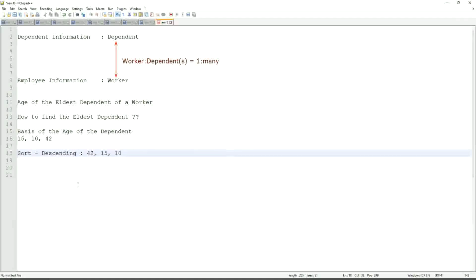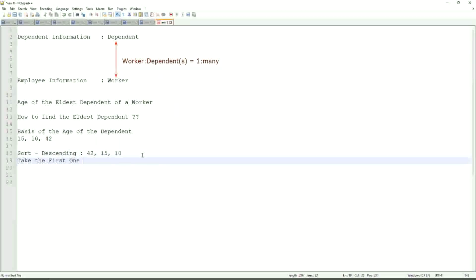And then what would you do? Take the first one. Take the first one. So sort descending. Take the first one. That is equivalent to the eldest. Right. This is the eldest.